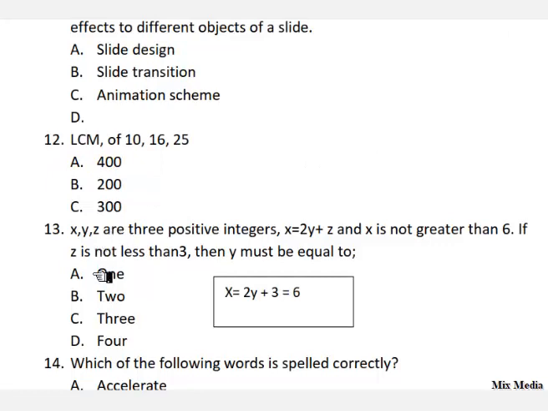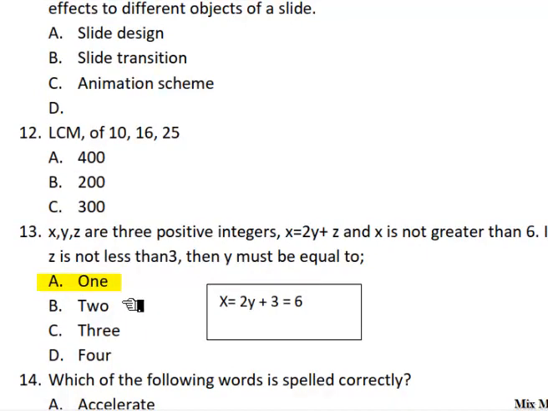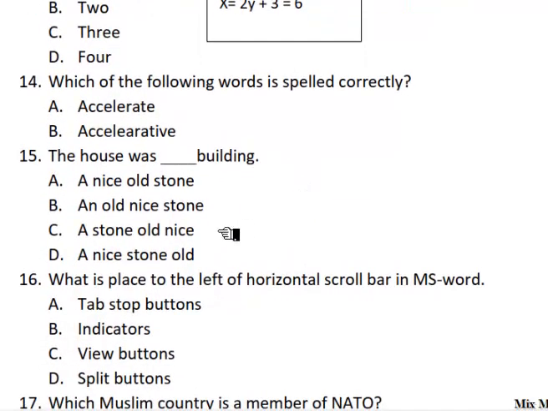Question 13. X, Y, Z are 3 positive integers, x equal to 2y plus z, and x is not greater than 6. If z is not less than 3, then y must be equal to. So when you have solved this question, the answer is option A. Question 14. Which of the following words is spelled correctly? Accelerate. Question 15. The house was dash building. The house was an old nice stone building.